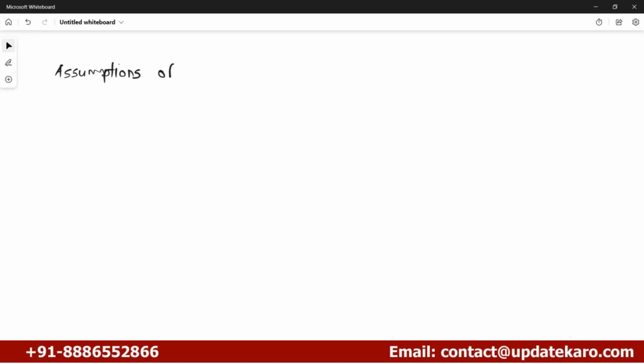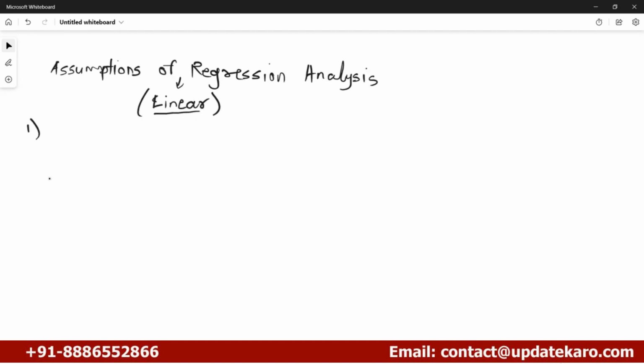Let us talk about the assumptions of regression analysis, or I am mentioning this particular term over here, linear regression. Why linear regression? If you are assuming that there is a linear relationship, then only you can go with those assumptions, otherwise these assumptions will not be valid. Let me correct myself: there are a total of four assumptions.